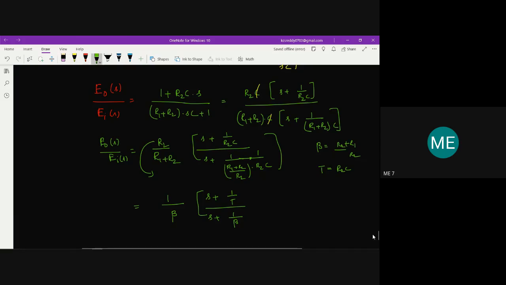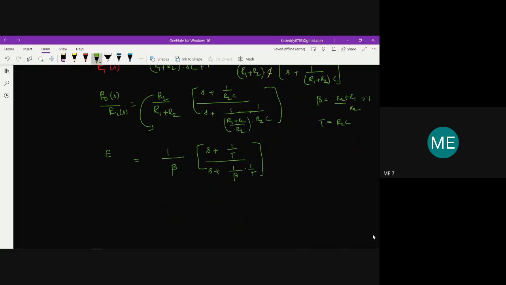Okay, so based on that, if you substitute, this will become 1 by T, 1 by C. Here beta is always greater than 1, and if you plot this in the pole zero plot, as we discussed in the previous lead compensating network, the numerator roots are called zeros and denominator roots are called poles. So at S is equal to minus 1 by T, it is a zero, and S is equal to minus 1 by beta T is a pole.